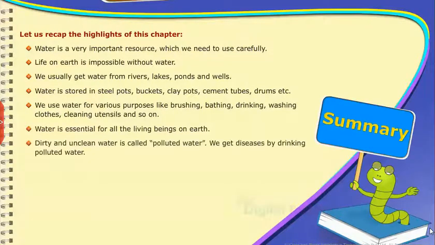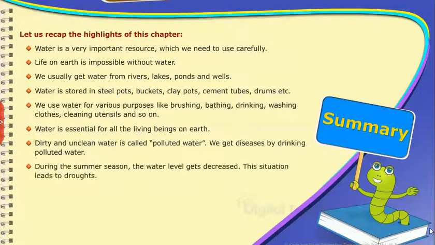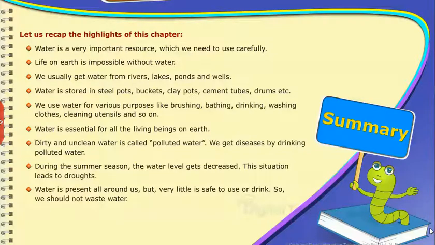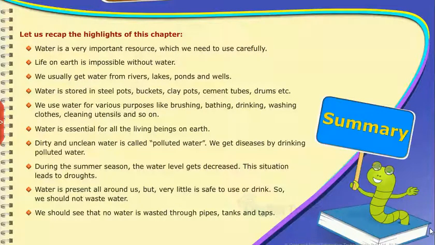Dirty and unclean water is called polluted water. We get diseases by drinking polluted water. During the summer season, the water level gets decreased. This situation leads to droughts. Water is present all around us, but very little is safe to use or drink. So, we should not waste water. We should see that no water is wasted through pipes, tanks and taps.